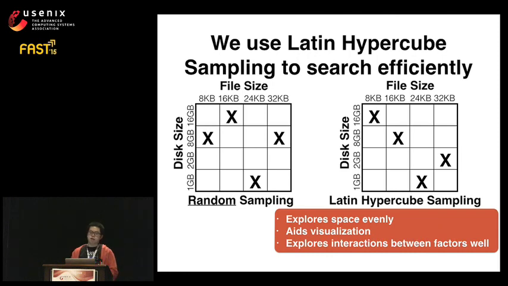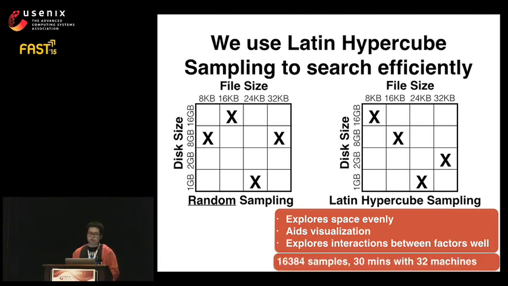For example, maybe certain disk sizes do not work well with certain file sizes, and we would like to find out those cases. With Latin Hypercube sampling, we ran 16,000 tests, which took about 30 minutes with 32 machines running in parallel.